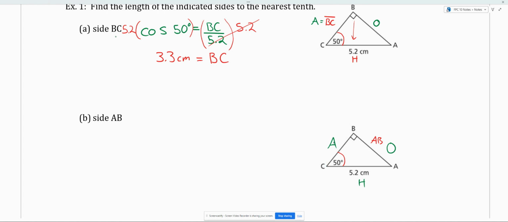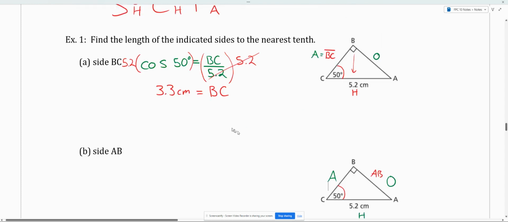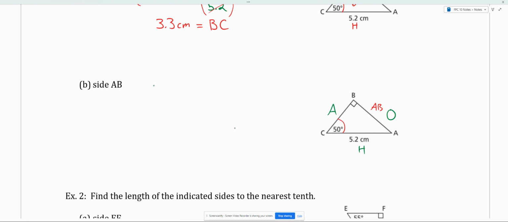Well, again, now I don't know the adjacent side. I don't care about the adjacent side. It's not being asked for. So I do know the hypotenuse, and I want to find the opposite. So we're going to use SOH. We're going to use the sine of the angle we know, which is 50 degrees, and that is going to be equal to the opposite over the hypotenuse. Well, the opposite is side AB. That's our unknown. We don't know what it is yet, and we do know the hypotenuse is 5.2.